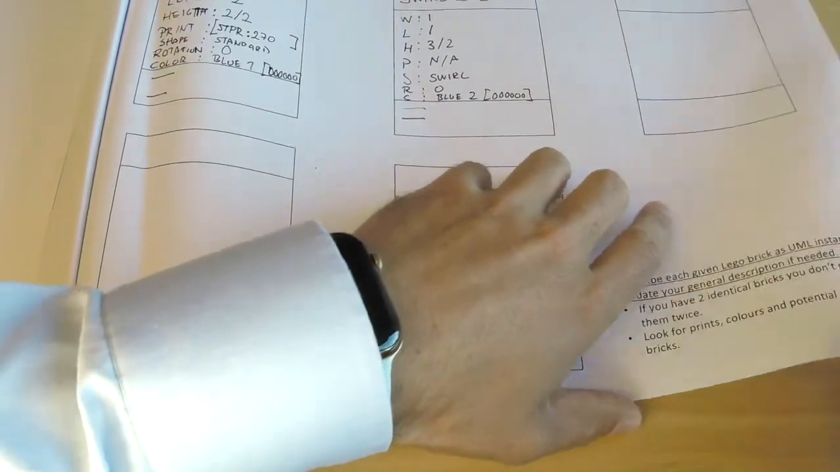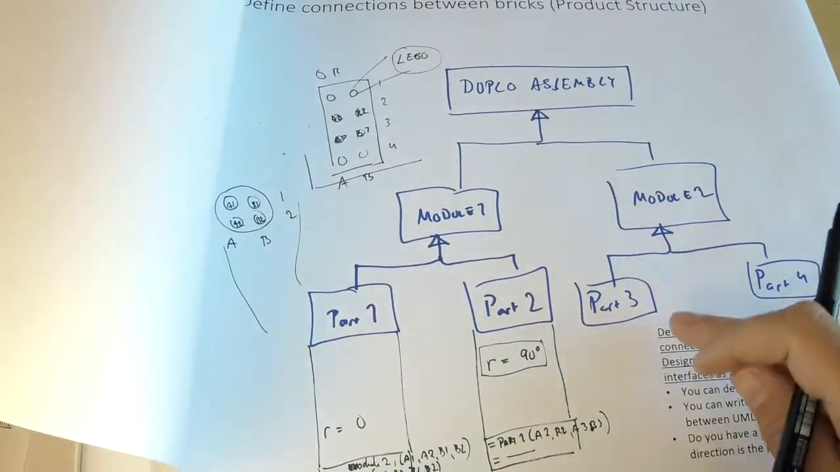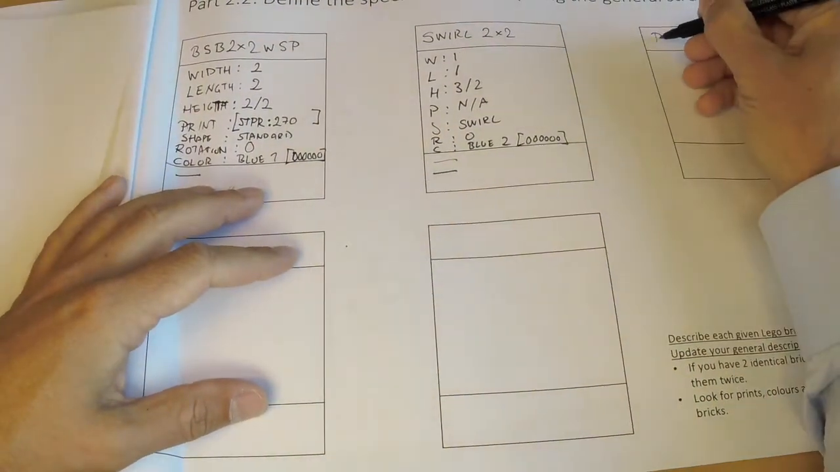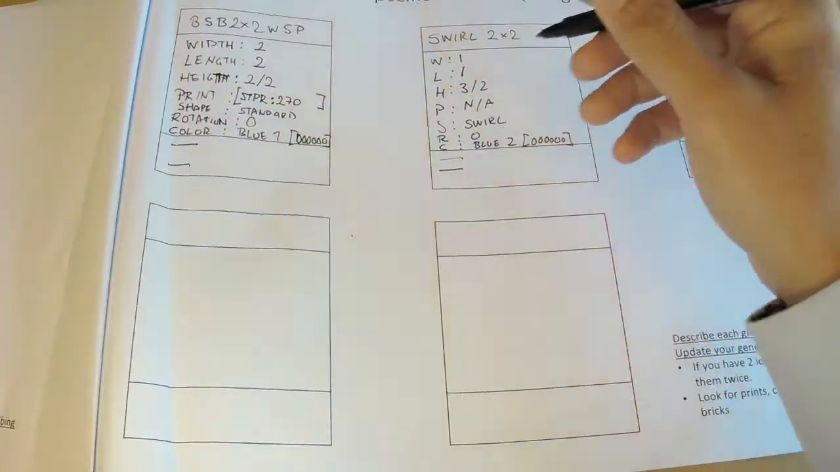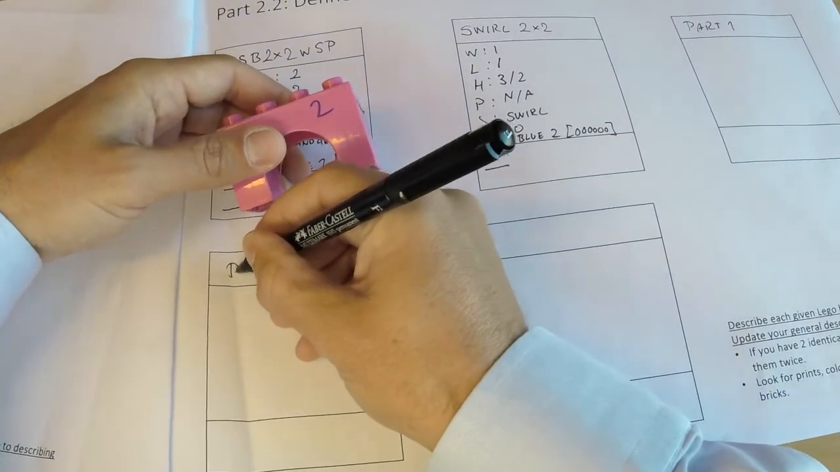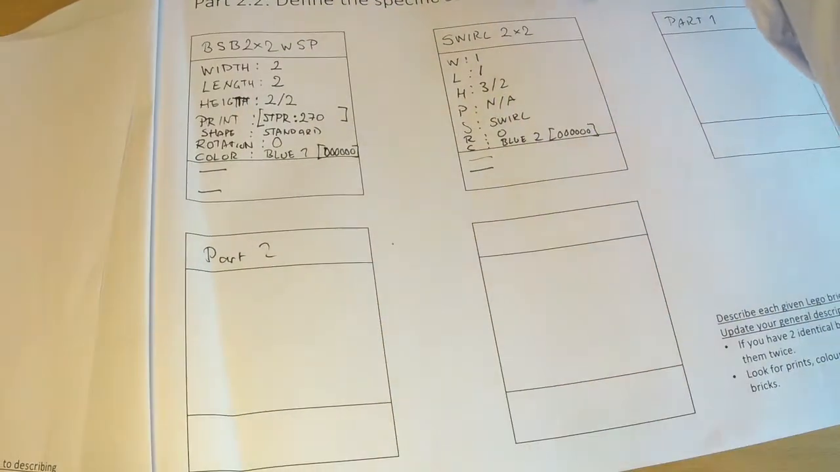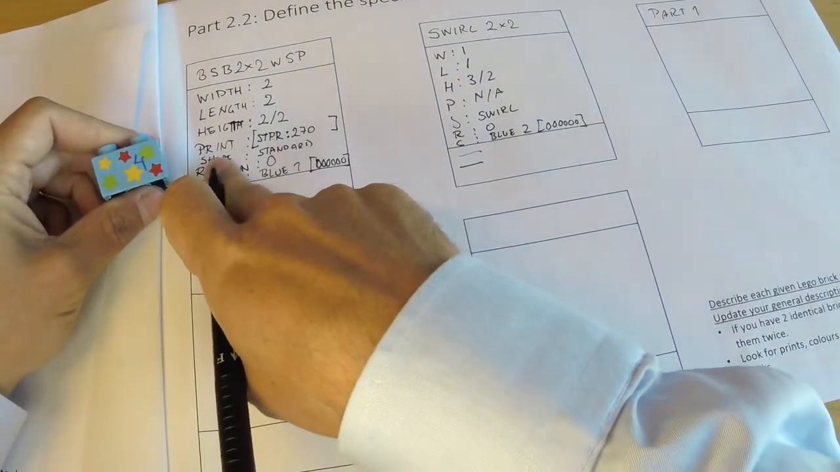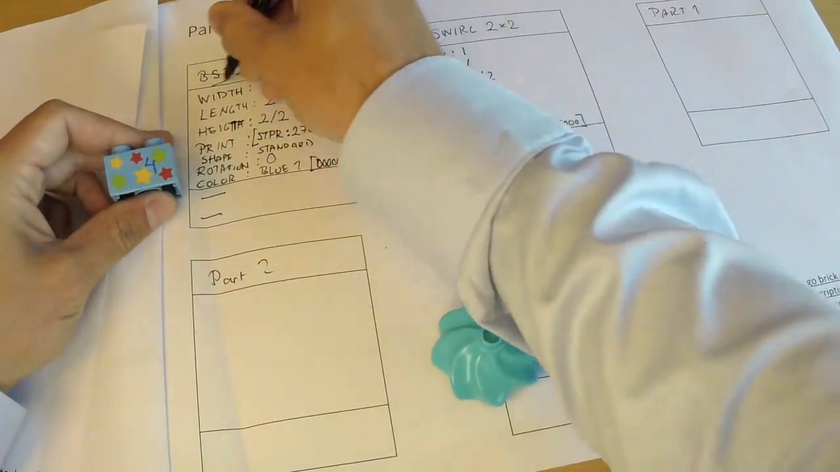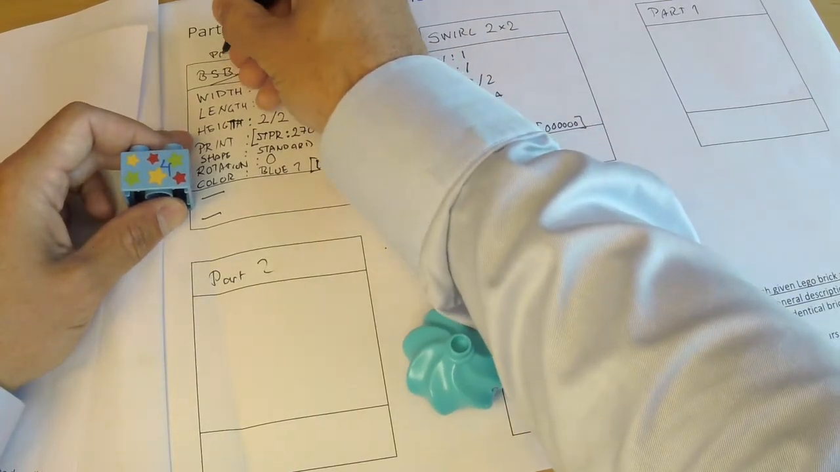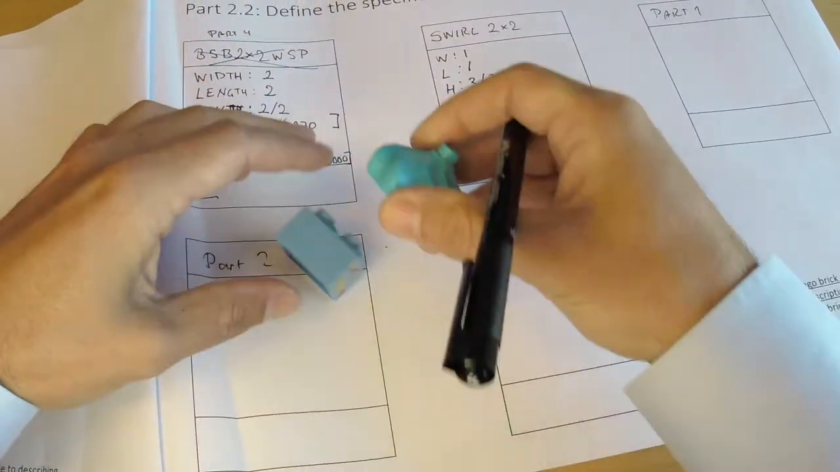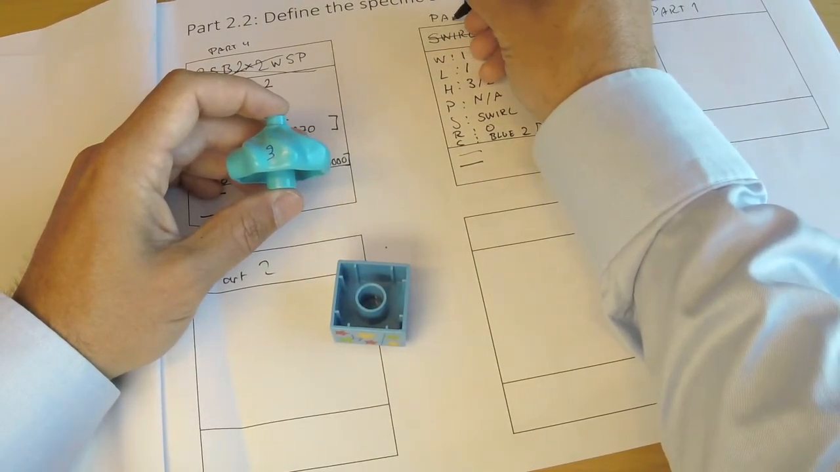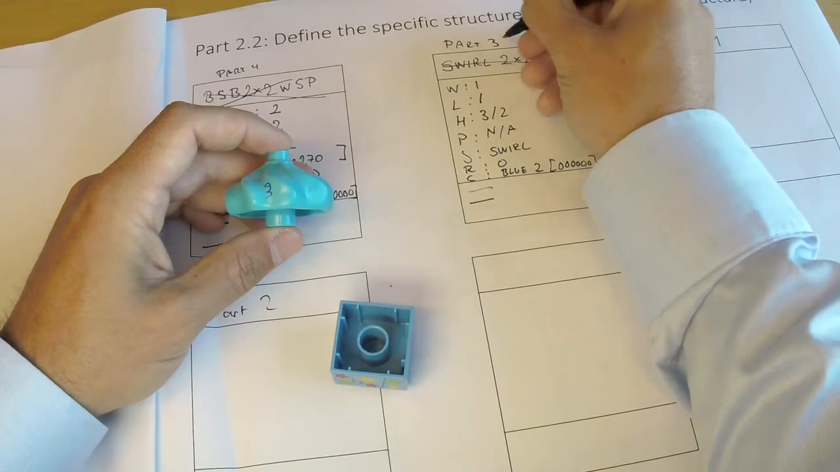let's rename this to make it a little bit more simpler. So this is part 1. This is part 2. This is the one with the print. So this is part 4. And this one is the swirl. So we can just call it part 3 instead.